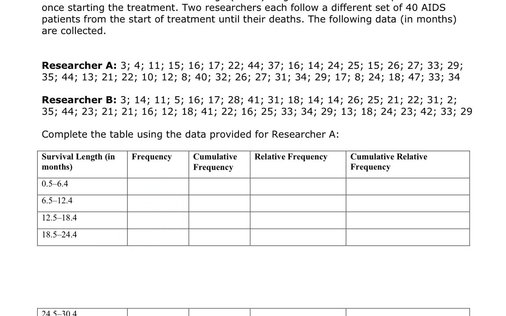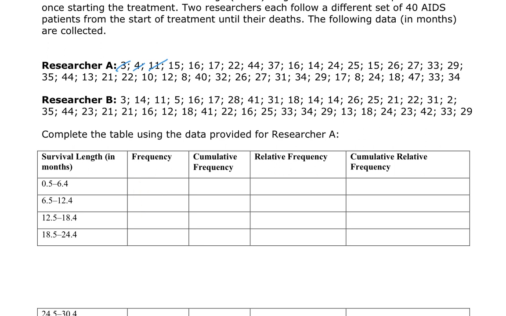So for researcher A, I would say, okay, I have 3, that's going to go here. I have 4, that's going to go here. I have 11, and that's going to go here. And notice that I'm just doing tally marks. I'm just figuring out how often any of this happens, and I'm not putting the actual numbers, the 3, 4, and 11, in here. I'm just doing tally marks, okay?